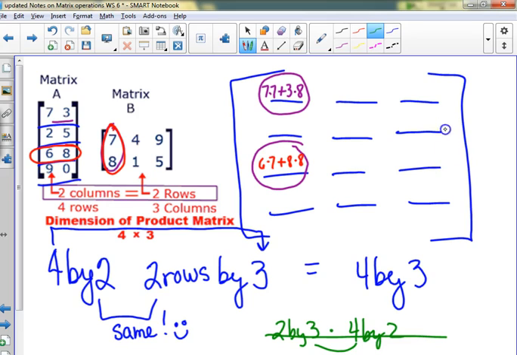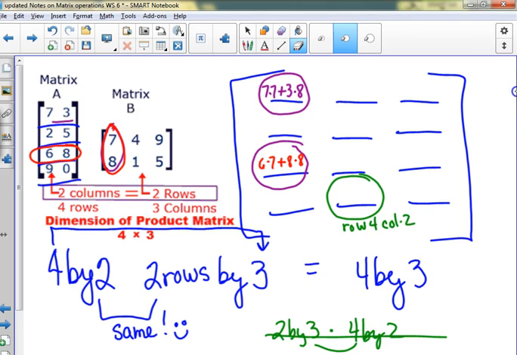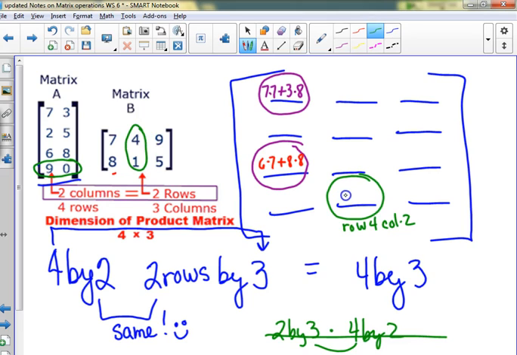Okay, guys. What if I want this one right down here? This is row 4, column 2, right? So when I go over here, I would be multiplying row 4 by column 2. So I do 9 times 4 plus 0 times 1, which is going to be 36. I can do that one.